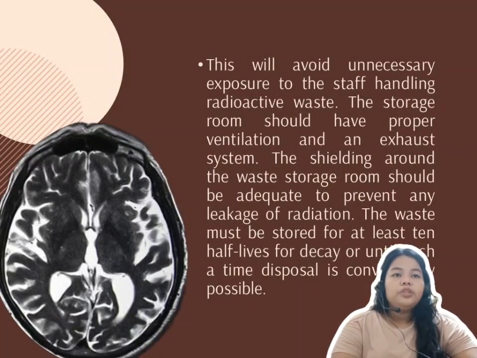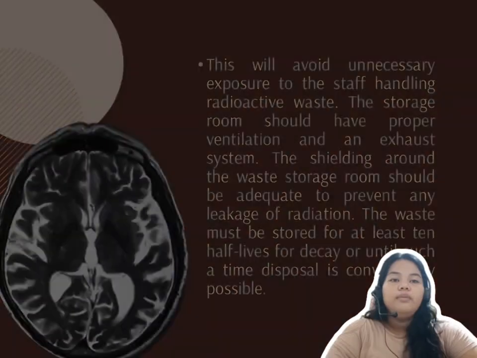The storage room should have proper ventilation and exhaust system. The shielding around the waste storage room should be adequate to prevent any leakage of radiation. The waste must be stored for at least 10 half-lives for decay or until such time disposal is conveniently possible.